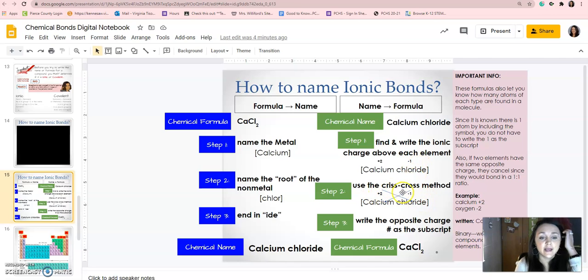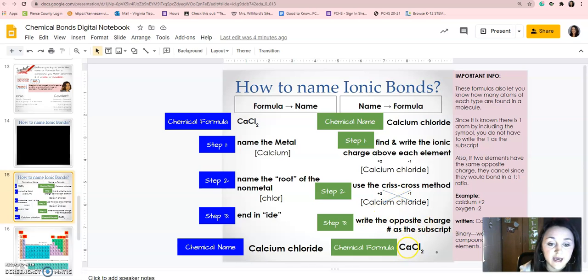So I can drop the negative and the positive when I switch them, but you cannot leave them the same. It's very tempting to just put the 2 right here and the 1 right here. But we don't do that. We switch them because when they bond, they transfer their electrons or their charge. So we write the opposite charge as a subscript.